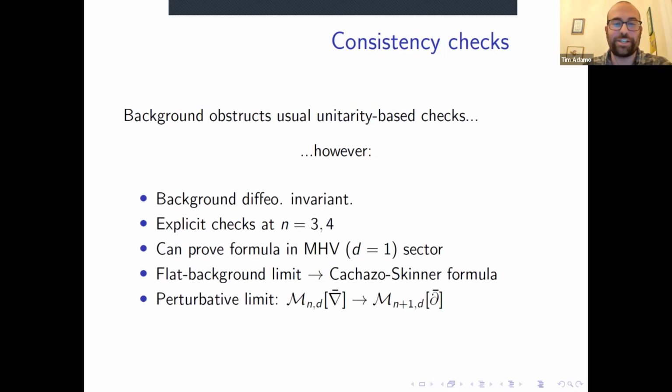So we've explicitly checked it against, if you like, Feynman rule computations at 3 and 4 points. Those seem like small numbers, but in background perturbation theory with the Einstein-Hilbert Lagrangian, I can assure you that those are difficult computations. And in fact, we can prove the formula in the MHV sector, so that's for degree equal 1. So if you don't believe the formula for generic degree, we can still prove it for an infinite number of amplitudes, all the MHV amplitudes.